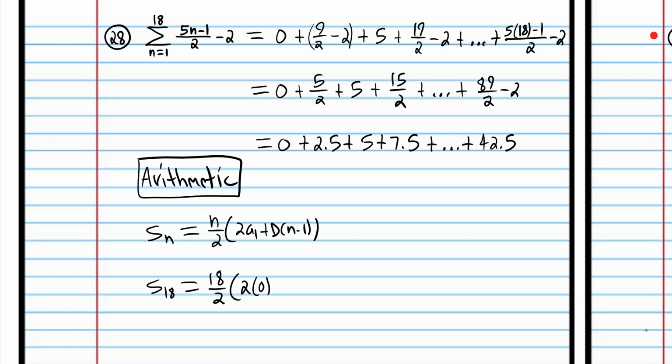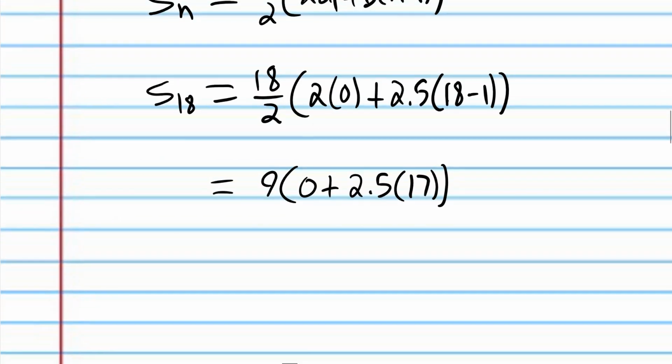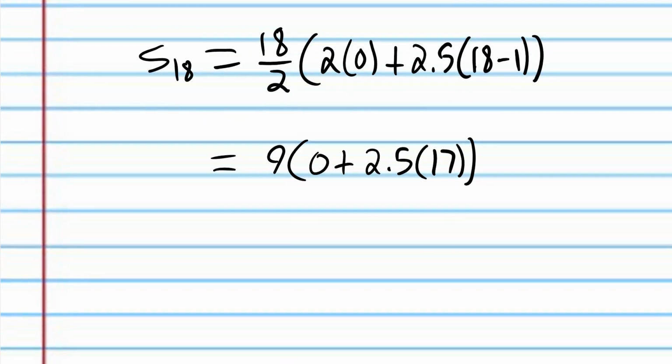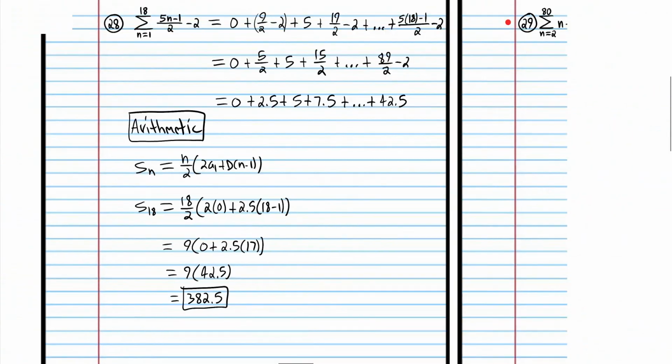The first term is 0. The common difference is 2.5. And then we get 9 times 0 plus 2.5 times 17. And 2.5 times 17 is 42.5. And multiply that by 9 and we get 382.5. So if you got that right, excellent.